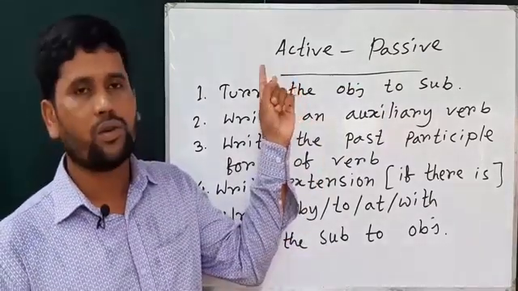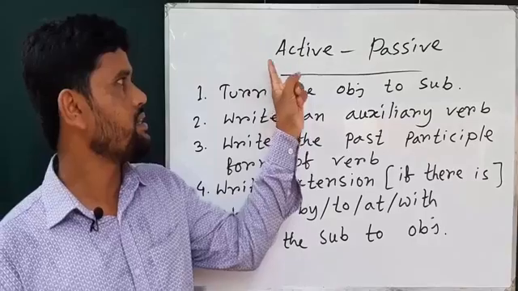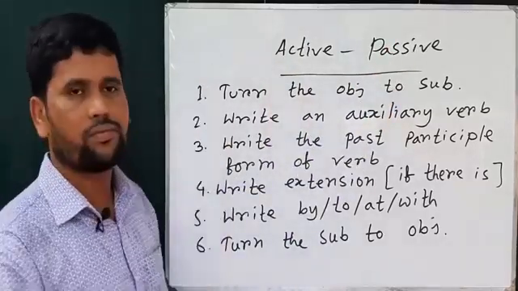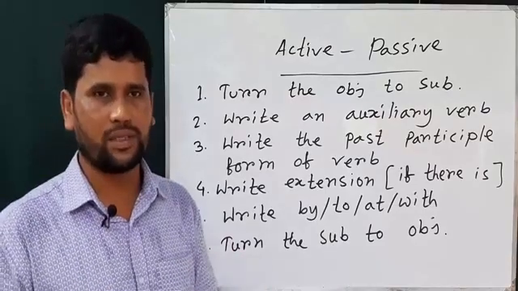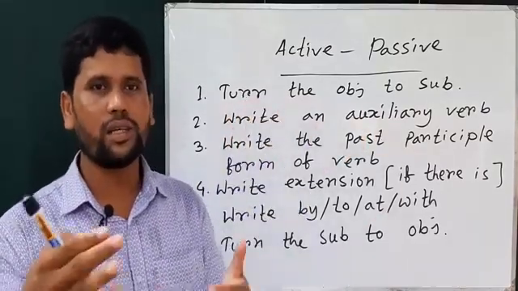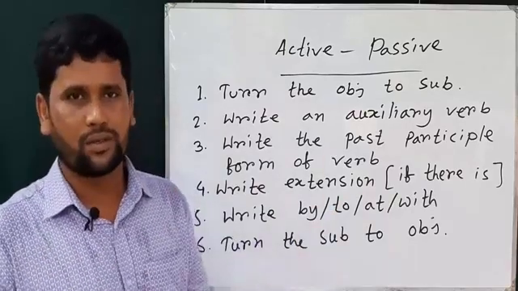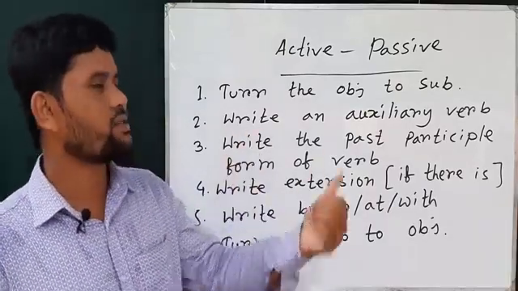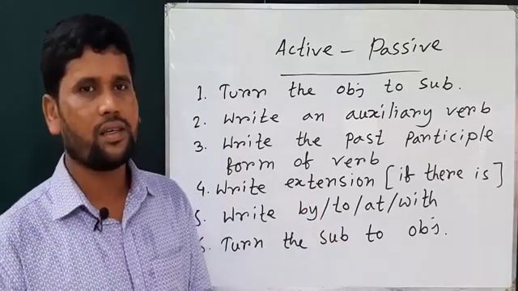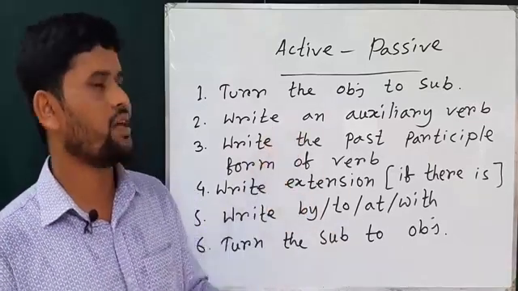When we change a sentence from active to passive, we have to follow 6 steps. First, turn the object to subject. প্রথমে অবজেক্টটাকে সাবজেক্ট করতে হবে. Then write an auxiliary verb. According to tense, subject or person, you should use an auxiliary verb when you change active to passive.